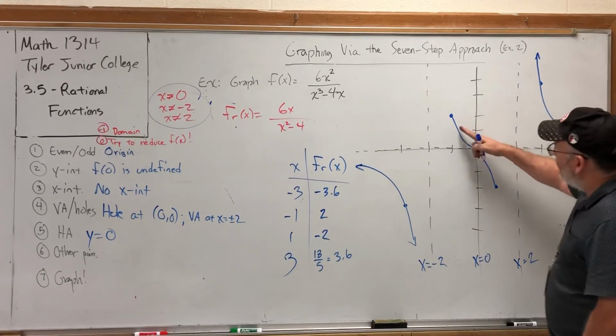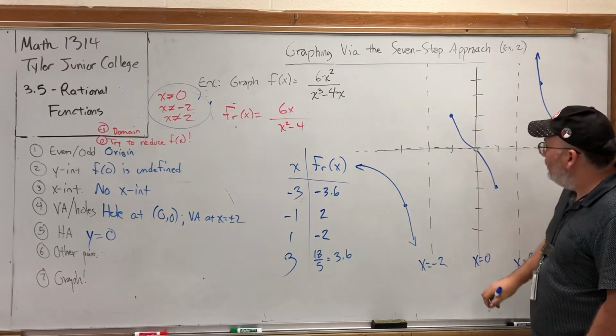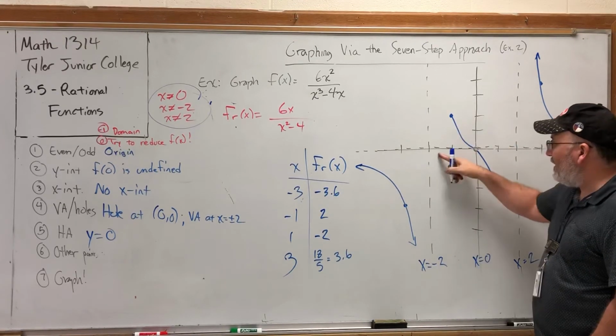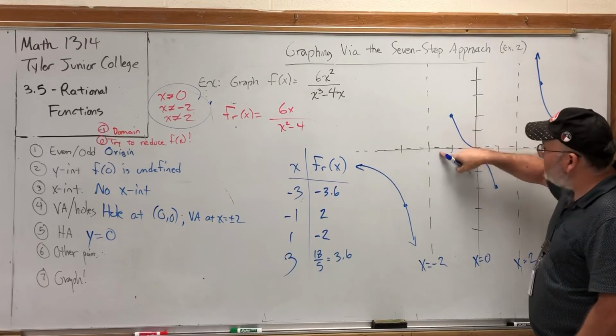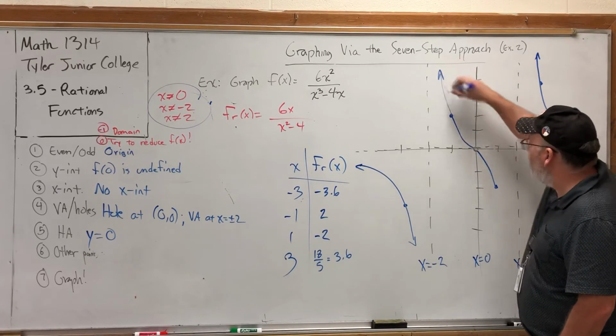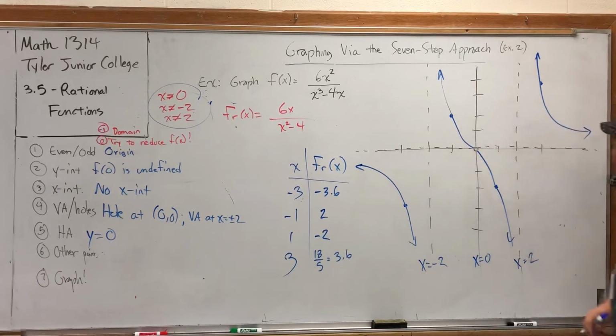What about this? Should it go up or should it turn around and go down? It can't turn around and go down. It would have to have another x-intercept. The absence of an x-intercept means it can't turn around, so it has to continue going up. And the same thing over there.